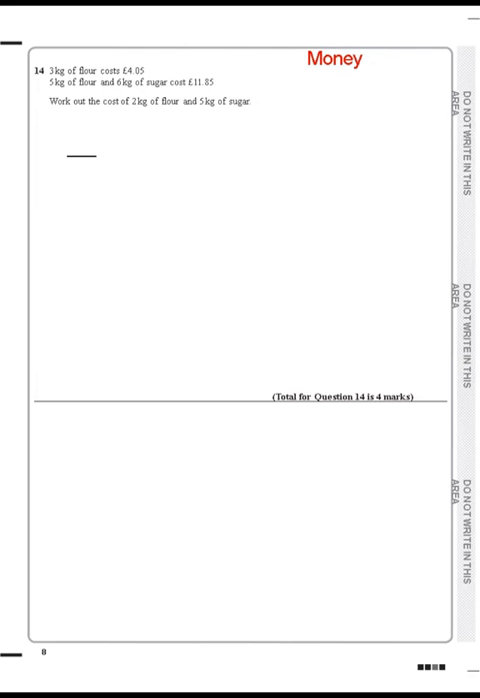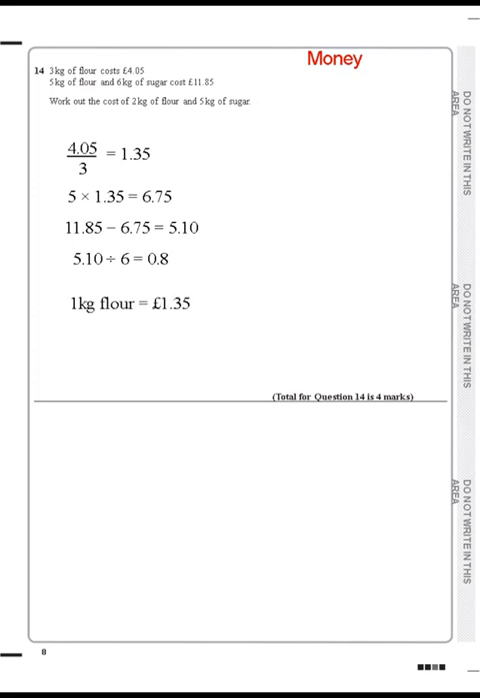Step number 1, we'll start with 3 kilograms of flour that cost £4 5 pence. We need to work out the cost for 1 kilogram of flour. So £4 5 pence divided by 3 is equal to £1 and 35 pence. So for 5 kilograms of flour and 6 kilograms of sugar cost £11 and 85 pence.